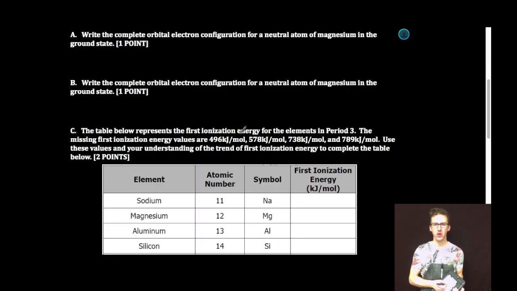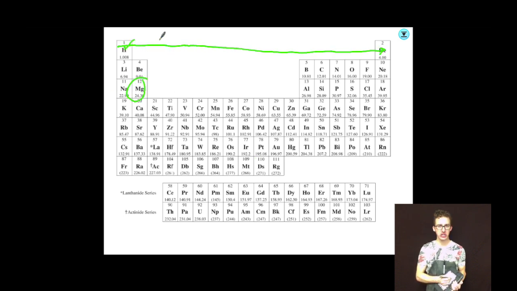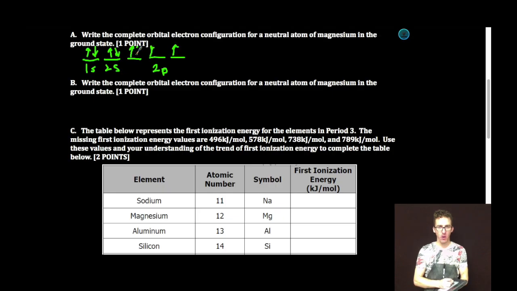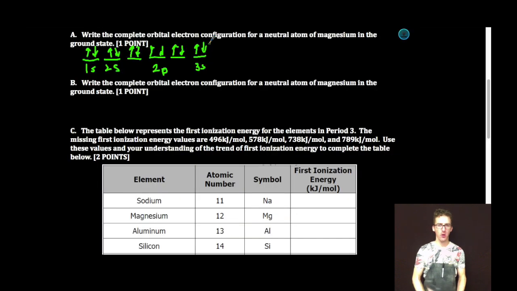Part A. Write the complete orbital electron configuration for a neutral atom of magnesium in the ground state. Always like to use my periodic table when I'm doing electron configurations. Magnesium is right here. We've got 1s2, boom. 2s2, boom. 2p, 1, 2, 3, 4, 5, 6. 3s2, boom. Orbital configuration complete.